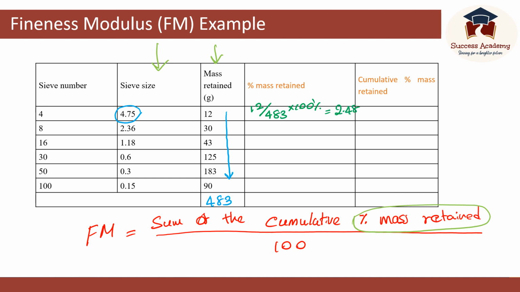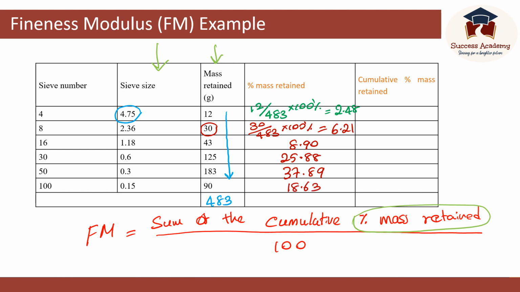In the second one, you do the same thing, but here 30 grams are retained. So 30 divided by 483 times 100% gives you the percentage mass retained in the second sieve. That will be 6.28. Similarly, you can calculate the percentage mass retained in every sieve. So this will be 8.90. This will be 25.88. This is 37.89. This one is 18.63.